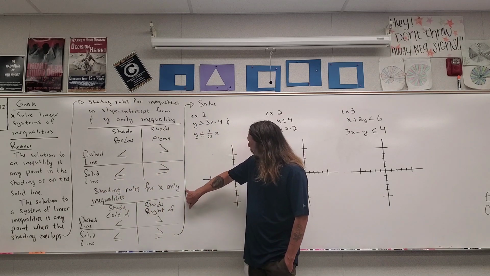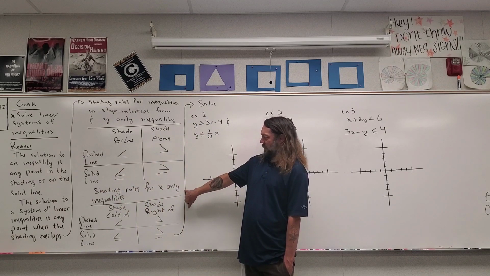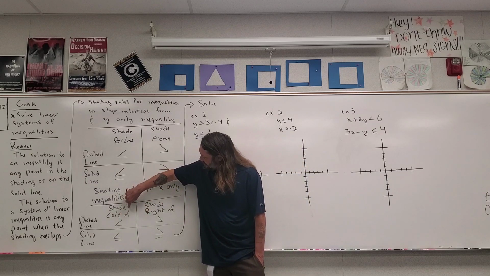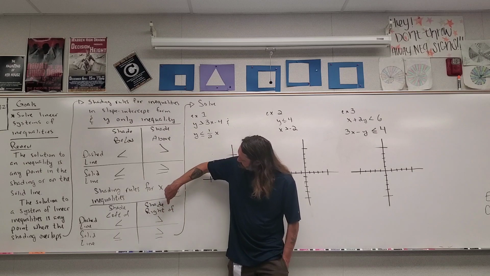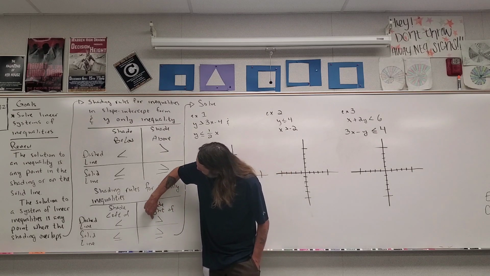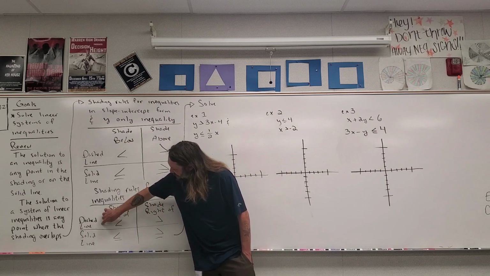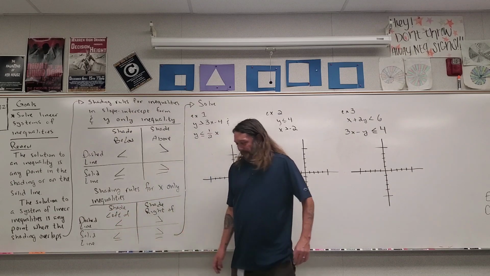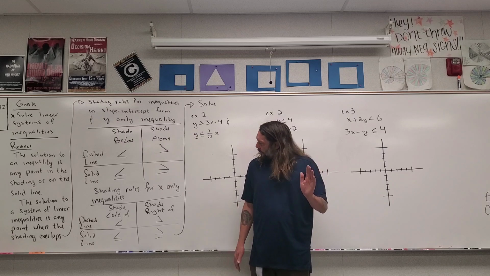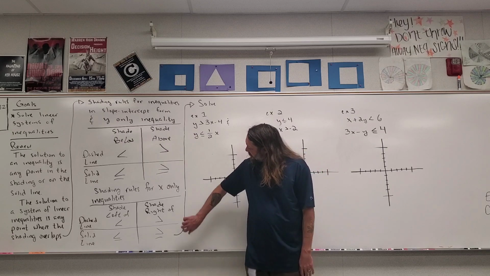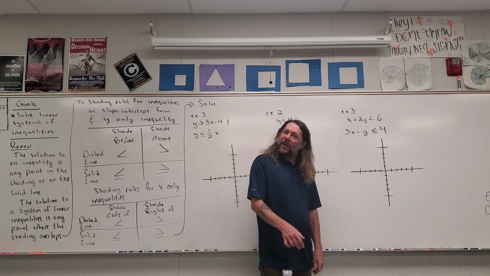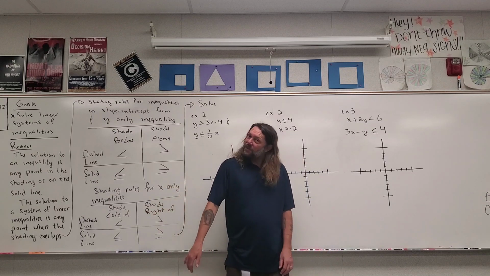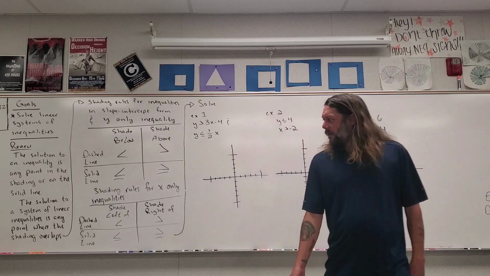I also have shading rules for X-only inequalities. If I have this symbol or this symbol, I'm going to shade to the left of. If I have this symbol or this symbol, I'm going to shade to the right of. If I have this symbol or this symbol, my line is dashed. And if I have this symbol or this symbol, my line is solid. Now, hopefully you can understand what type of line an X-only line is based on how I'm going to shade it. And if not, you'll figure it out here shortly.